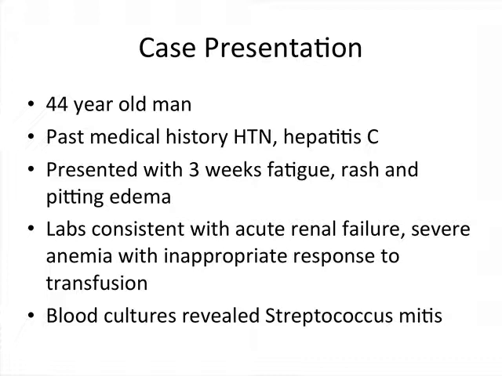Upon outside hospital workup, his laboratory values showed acute renal failure and severe anemia with an inappropriate response to transfusion of multiple units of packed red blood cells. He also had an echocardiogram which demonstrated a large tricuspid valve vegetation, and his blood cultures were found to be positive for Streptococcus mitis. In addition, his social history revealed intermittent IV drug use with heroin and morphine. The last episode of IV drug use was approximately 6 months prior to admission.